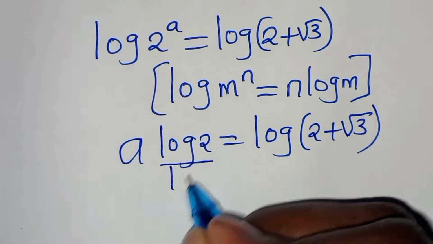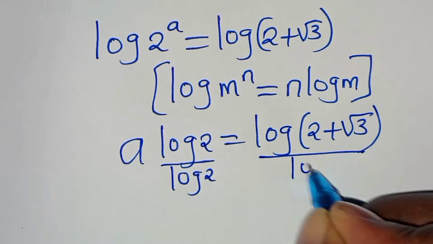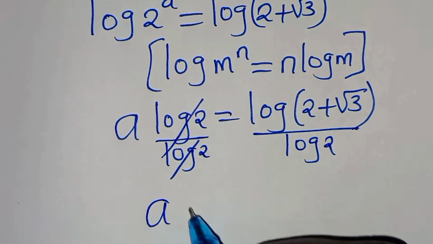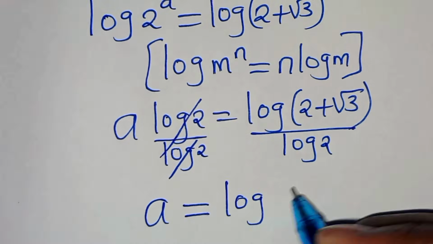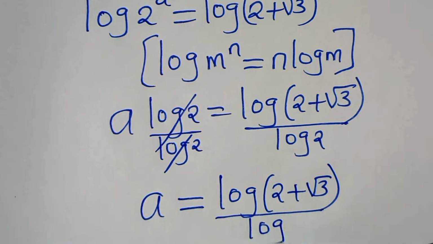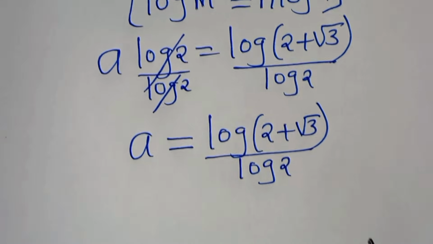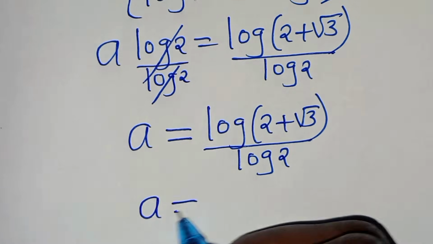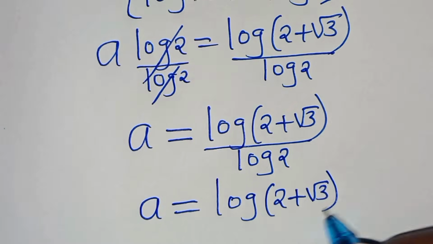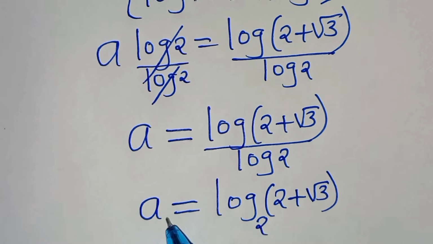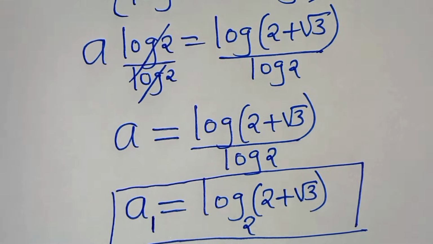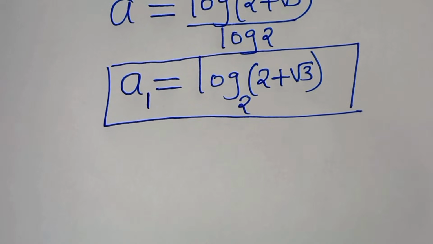So let's divide both sides by log 2. Now we can simplify log 2 and log 2 here, so that a is equal to log of 2 plus square root of 3 divided by log 2, which we can express as a equal to log of 2 plus square root of 3 to base 2. So this is the value of a1. Now let's proceed to case 2.